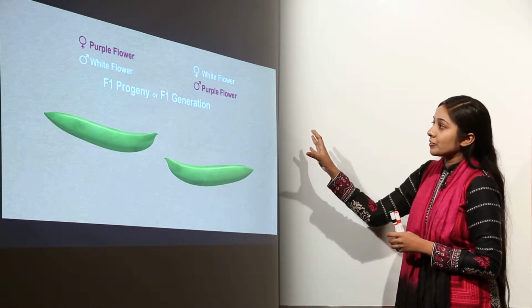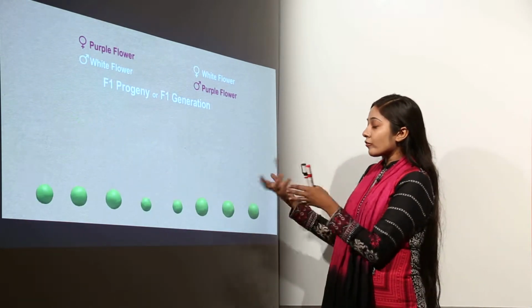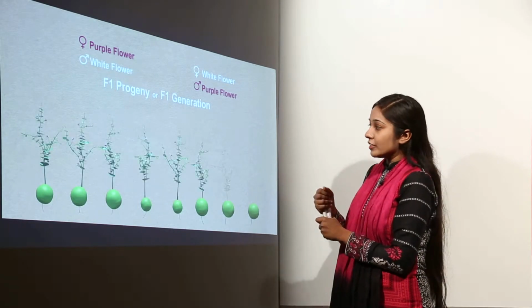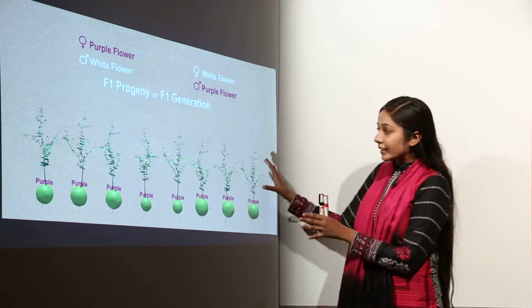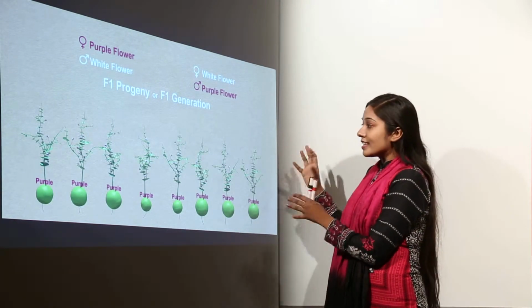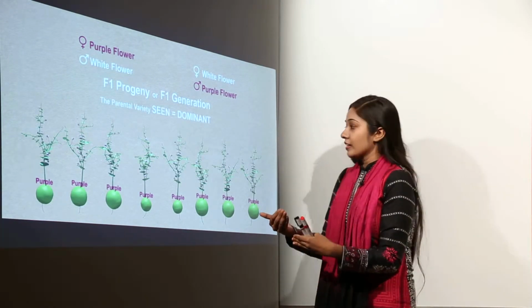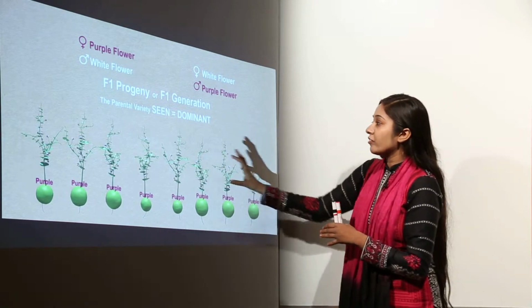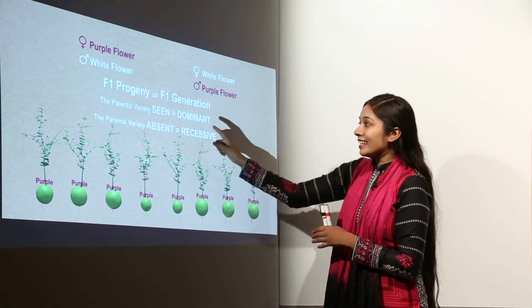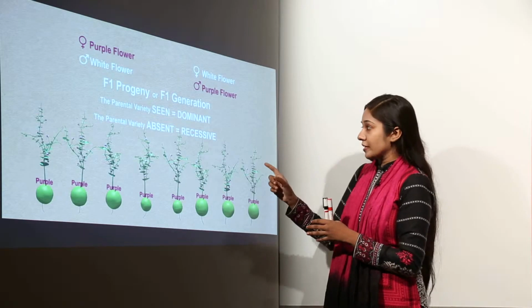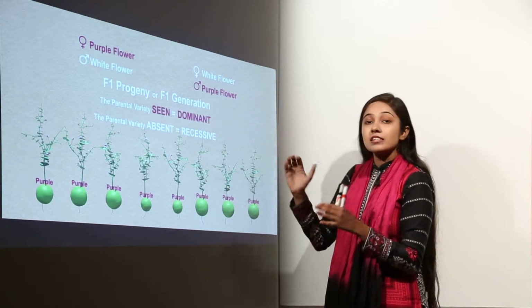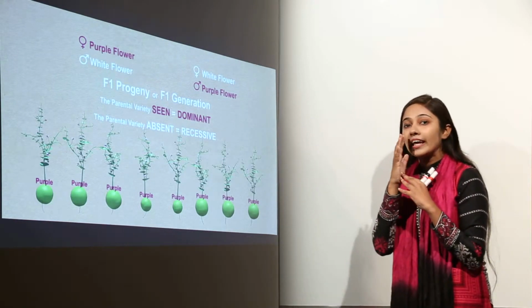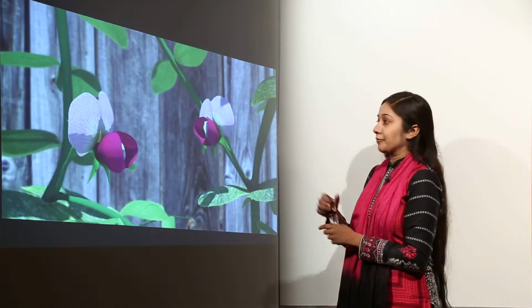The first generation, what would you see in the first generation? You see that the flowers are all purple. So whatever characteristic trait you see is the dominant characteristic trait. For example, if you see all the flowers purple, the seen trait is the dominant trait. White color is the recessive trait, because you don't see any white flower here.